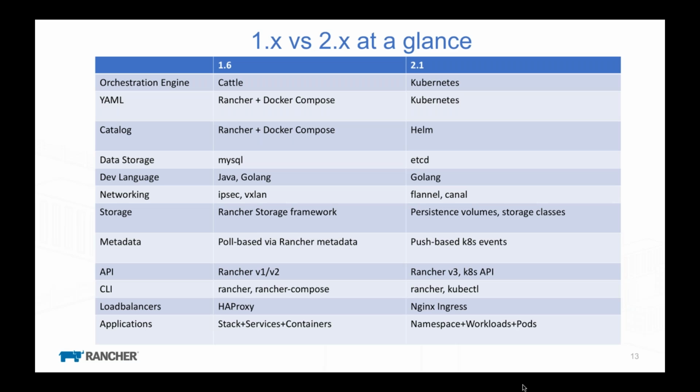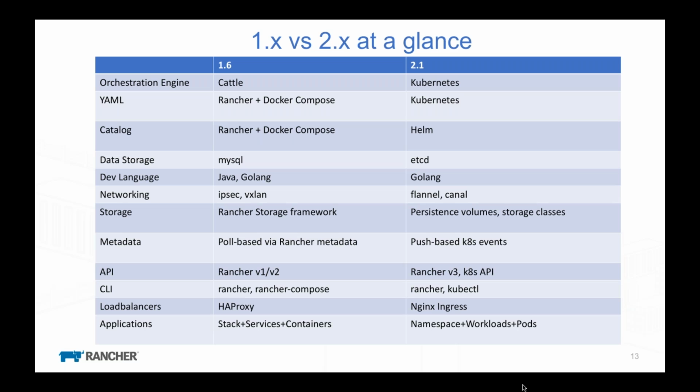For the storage system, we use MySQL. In 2.1, it's etcd because we have written 2.1 on top of a Kubernetes cluster, so it's using etcd. So there's a fundamental difference there as well. From a development platform standpoint, we wrote 1.6 in a combination of Java and Golang. 2.1 is exclusively Golang now.